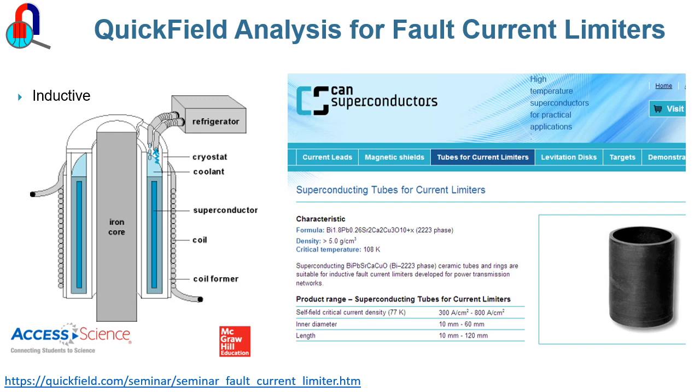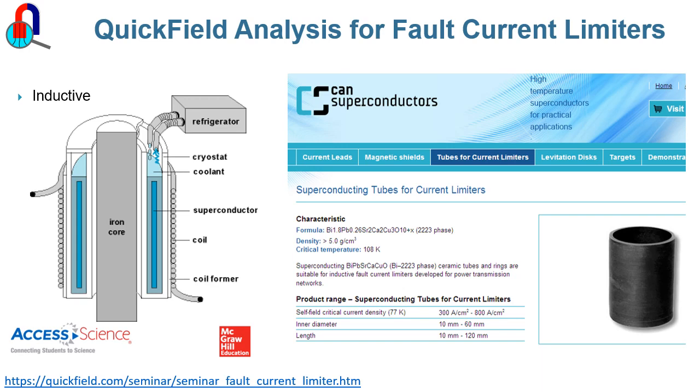So I'll briefly discuss the concept of the inductive fault current limiter. In the normal state, where you have normal current flowing in a coil, the superconducting tube here is going to screen the field from some high inductance element of the fault current limiter. In this case, this is an iron core. We're also going to be doing examples where we have a secondary circuit here.